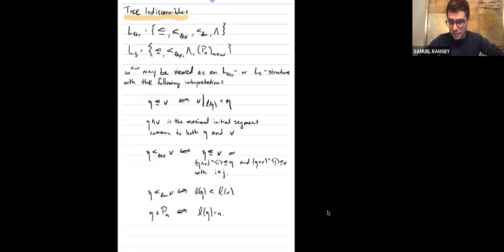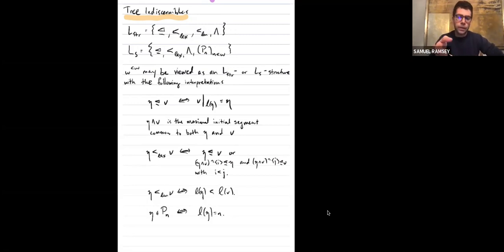Then LS, where S stands for Shelah; these aren't my names. You have the tree partial order, the lexicographic order. You no longer have the length order. You have the meet function. And now you have unary predicates P_n, as n ranges over the natural numbers, and these are naturally interpreted as identifying the nodes at level n. So I described the interpretations below. I say omega to the less than omega may be viewed as either an LSTR or an LS structure in a natural way. So what are the interpretations?